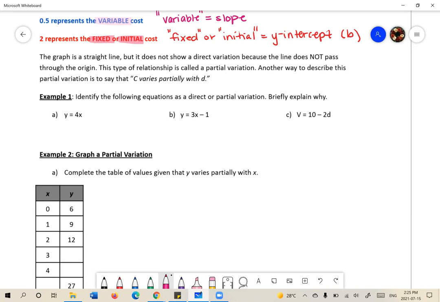Example 1, identify the following equations as direct or partial and explain why. Equation A is y is equal to 4x. There is no b value. This is in the form y is equal to mx, which represents direct variation. Let's look at the next one. y is equal to 3x subtract 1. There is a b value in this equation, therefore this is partial.